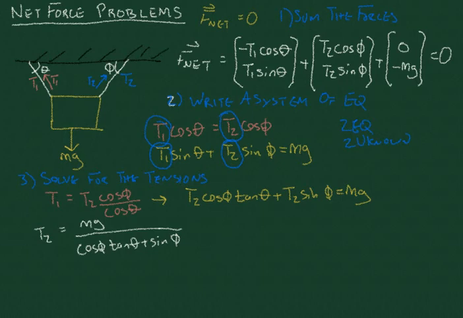And then for T1, we'll just multiply T2 times cosine phi over cosine theta, so we have mg cosine phi over cosine theta times cosine phi tan theta plus sine phi.